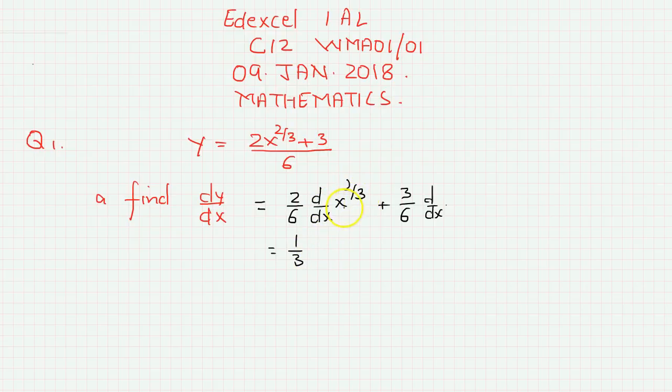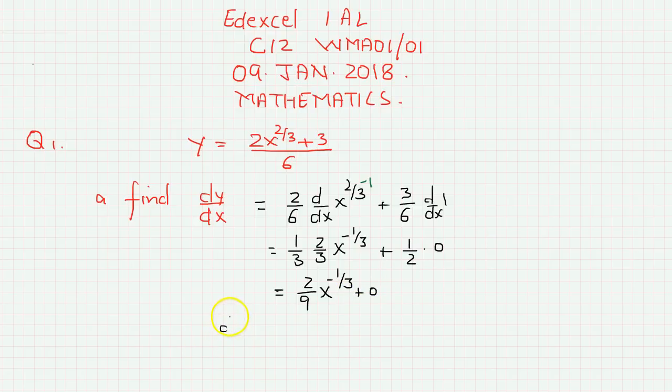The differential of x to the power 2 over 3 will be 2 over 3 x to the power, we subtract 1 from here, so it will be minus 1 over 3, plus 3 over 6 is 1 over 2, and d over dx of a constant function is 0, so it will be 2 over 9 x to the power minus 1 over 3 and plus 0.